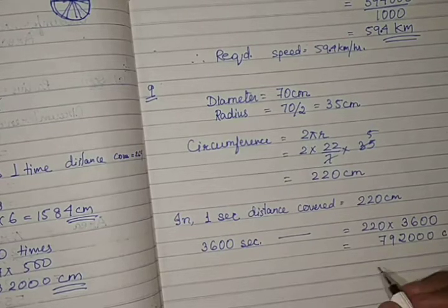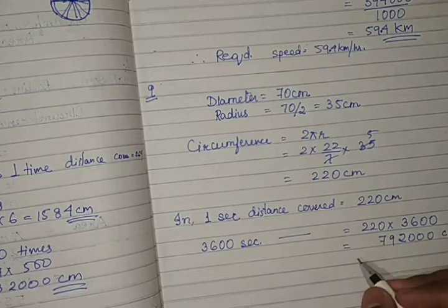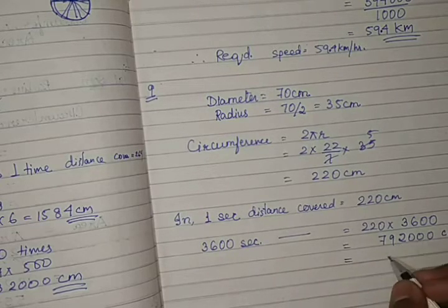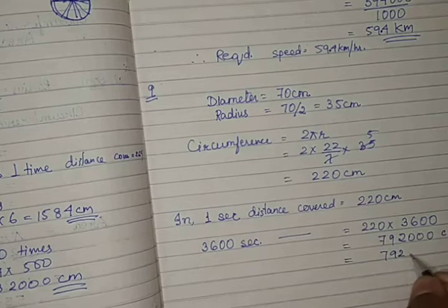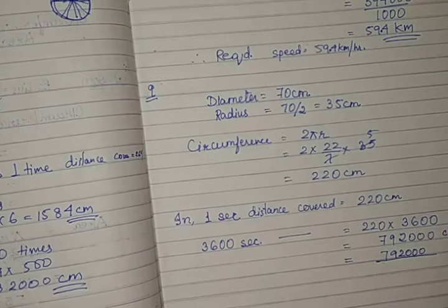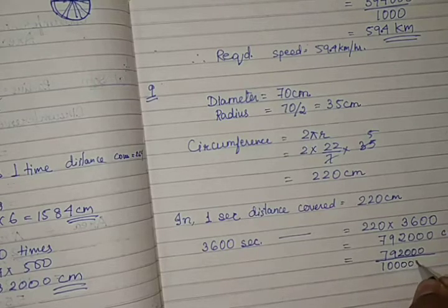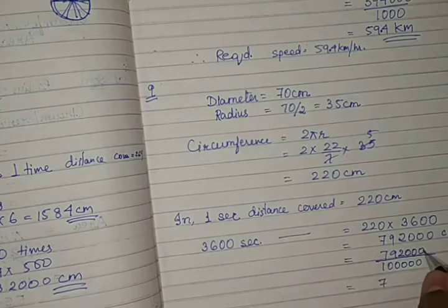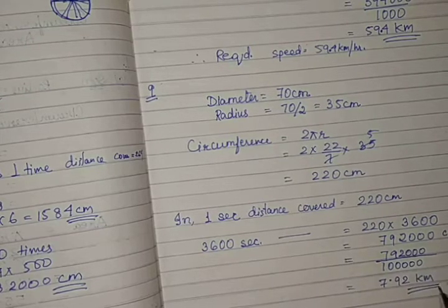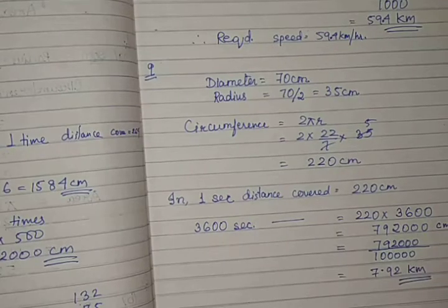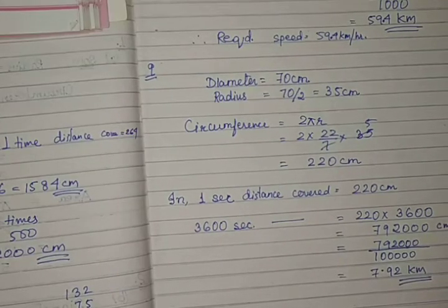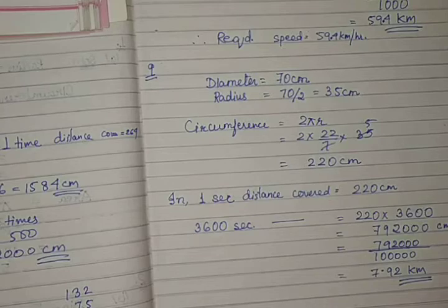Now to convert this centimeter into kilometer, once again 792000. Now from centimeter to meter it's 100, and again meter to kilometer it's 1000. So it will be 5 zeros, so here it will be 7.92 kilometers. So this is the distance it is covering in 1 hour. This is 7.92 kilometer.